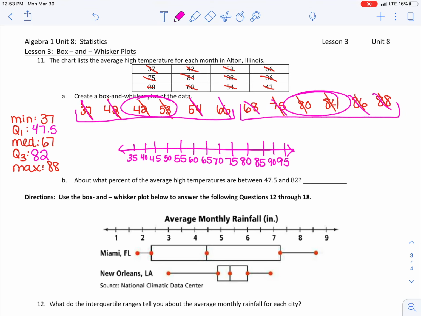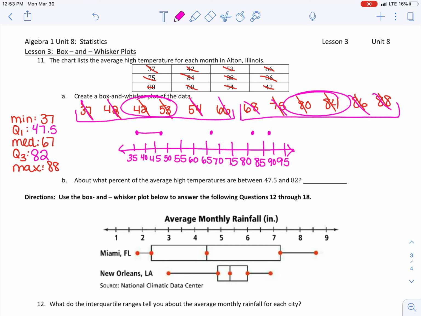So from here, what you have to do, again, put a point at your minimum, which is 37. So I'm going to be approximately right here. It's not going to be 100% perfect. 47.5, so you're going to be here. 67, you're going to be a little bit past 65. 82, you're going to be a little bit past 80. And then a maximum 88, so you're almost to 90, but not quite there.